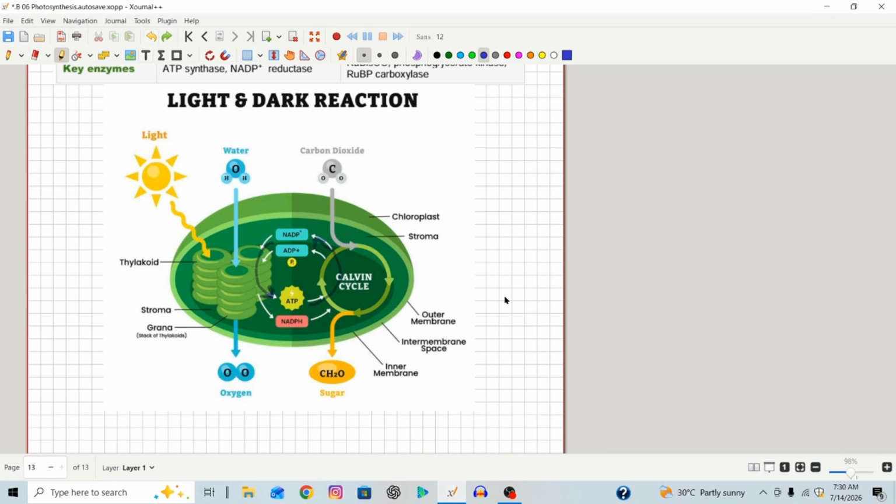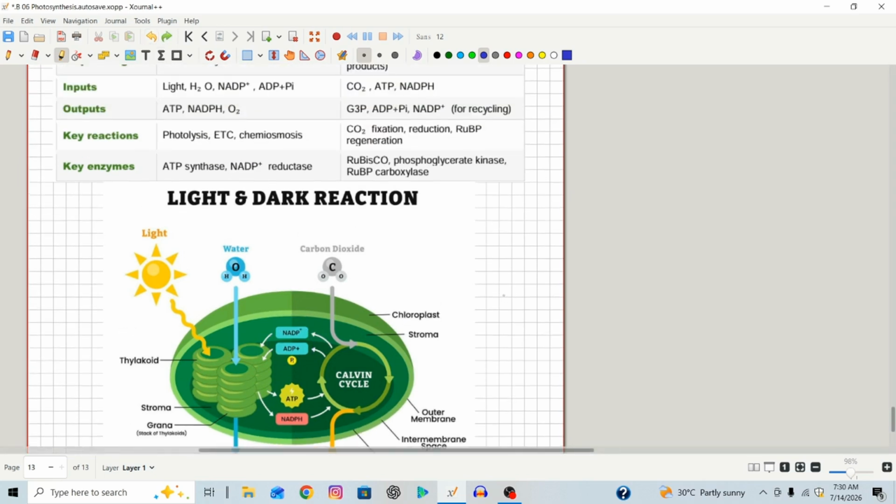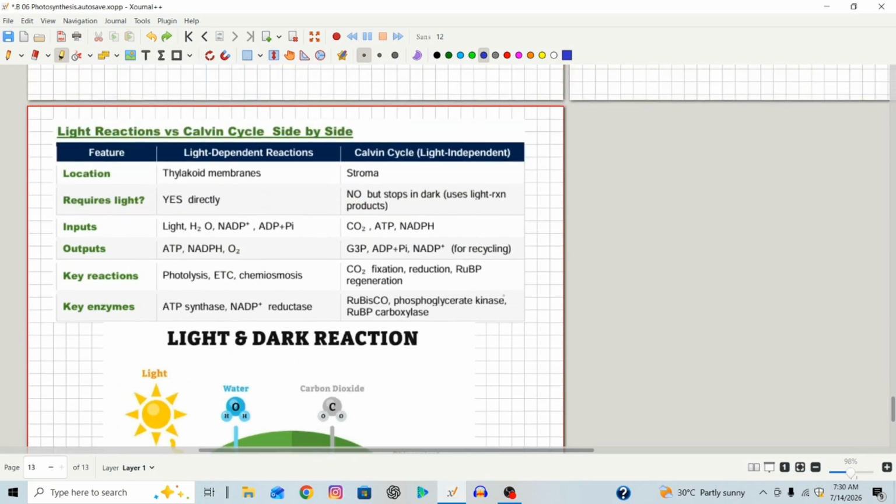And what is the output of the Calvin cycle? The output of the Calvin cycle is glucose, sugar, and NADP positive and ADP, which will be used in light reaction. So as you can see here, all of it is connected. So that was all about light reaction and dark reaction.